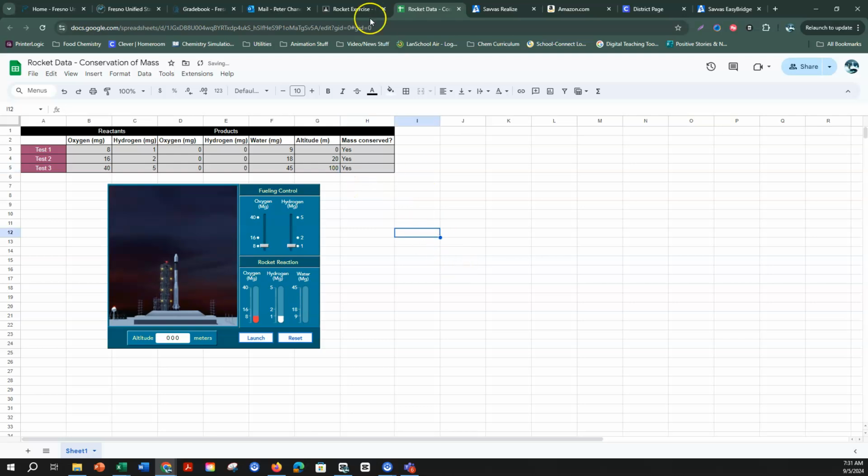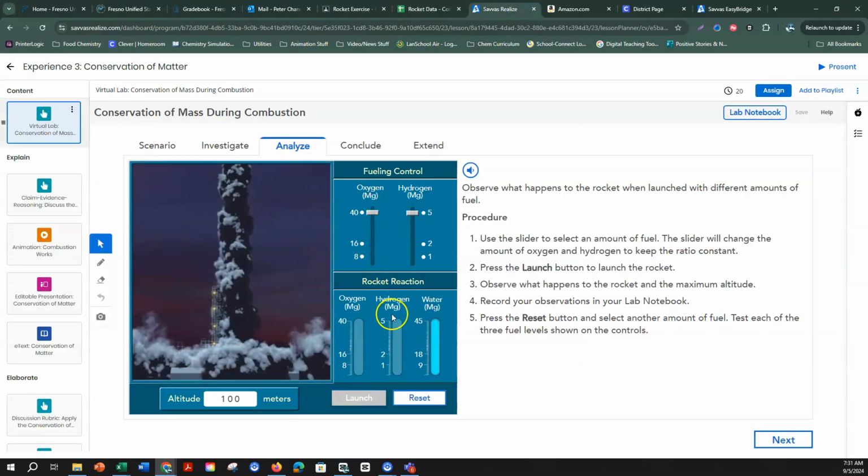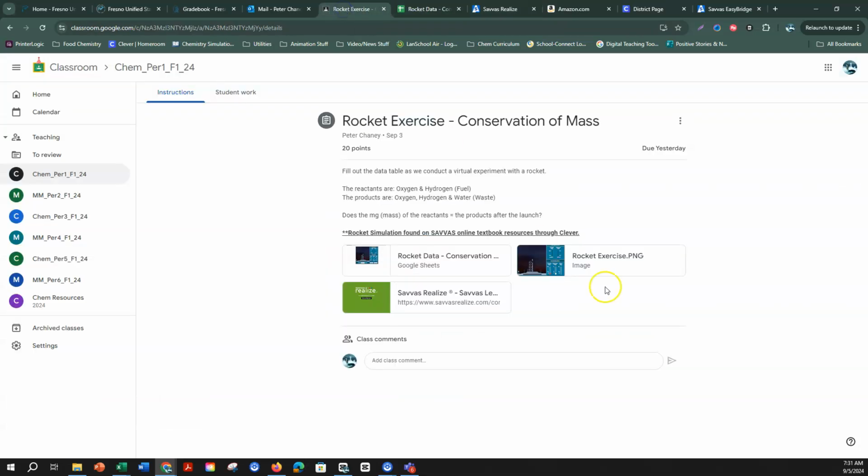And that is your rocket lab. Once you are finished with this chart, and you've done the tests in your textbook, you will turn it in. You'll go back to Google Classroom, you'll see the turn in button, and that's it.